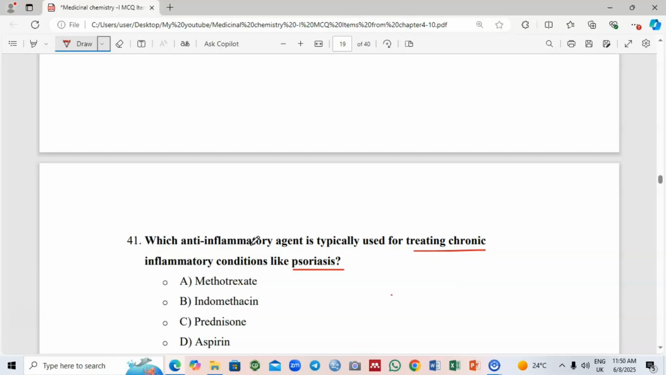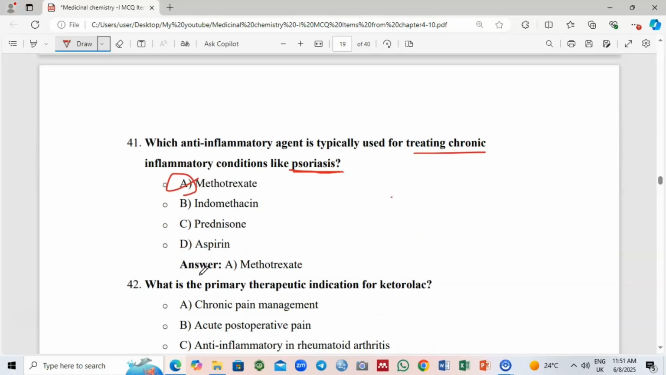So before seeing the correct answer, it is very nice to look at what psoriasis means. Psoriasis is, as you know, a chronic autoimmune condition that primarily affects our skin. In short, psoriasis is a skin disorder characterized by rapid skin cell growth leading to thick, sometimes red and scaly patches. Therefore, this type of chronic inflammatory condition can be treated by methotrexate.